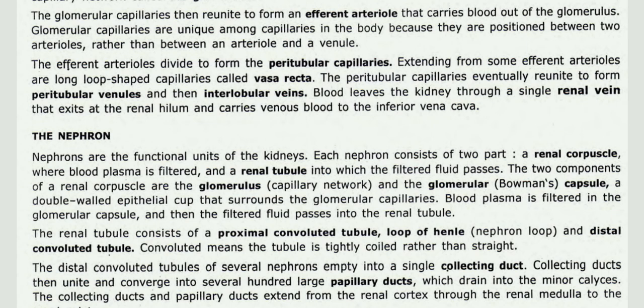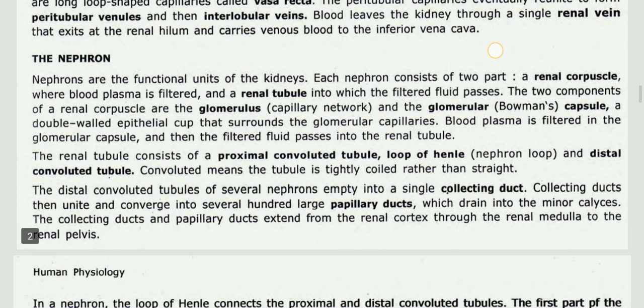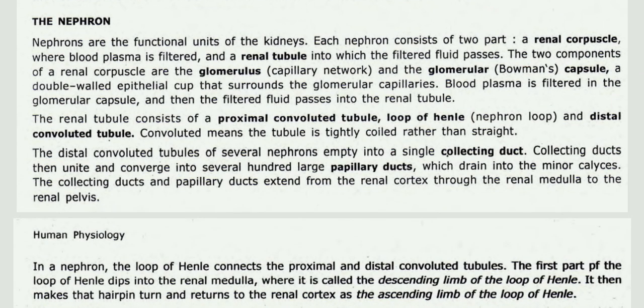Then extending from some efferent arterioles are long loop-shaped capillaries called vasa recta. The peritubular capillaries eventually reunite to form peritubular venules and then interlobular veins. Blood leaves the kidney through a single renal vein that exits at the renal hilum and carries venous blood to the inferior vena cava. Then the next topic is about the nephron.